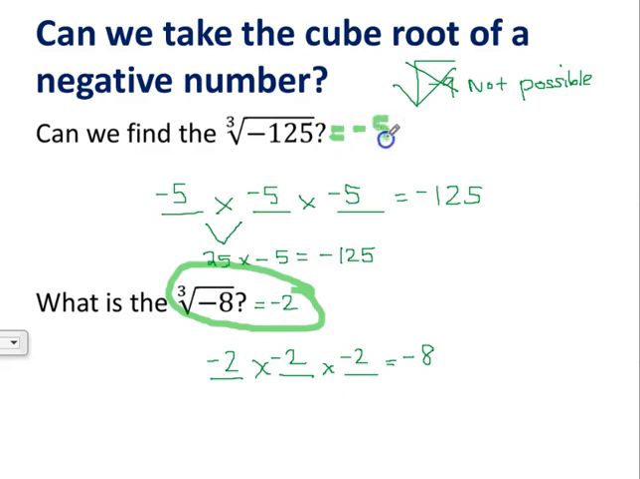And this one up here, remember, was -5. So we can take negative cube roots. We cannot find a negative square root and get a real number answer.